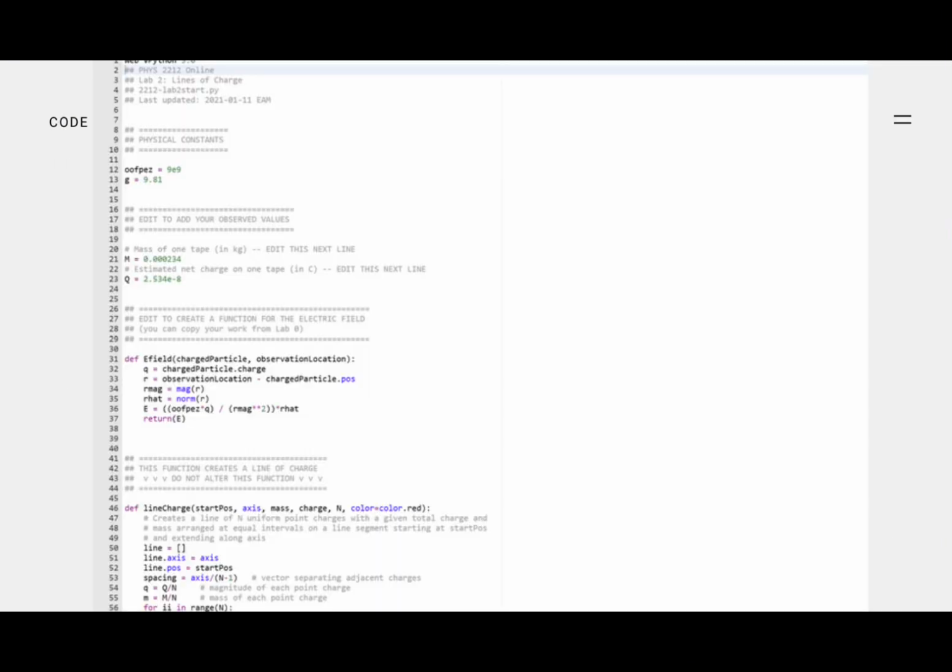Here's my code that I used in the computational modeling. The first thing that I did was establish the constants and also insert the measurements that we found during lab, including the distance between the two tapes, the length, and the mass. Next, I found the force of gravity on the tape, and I used the equation to find the charge from the previous slide.